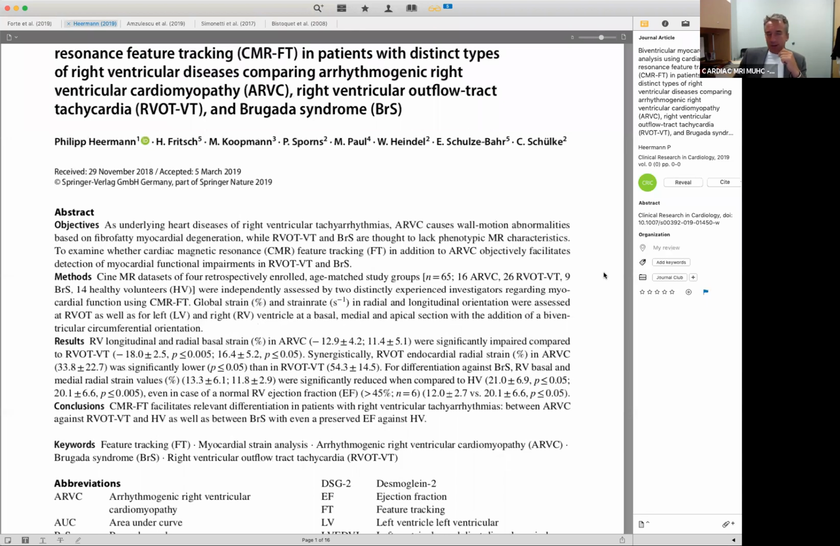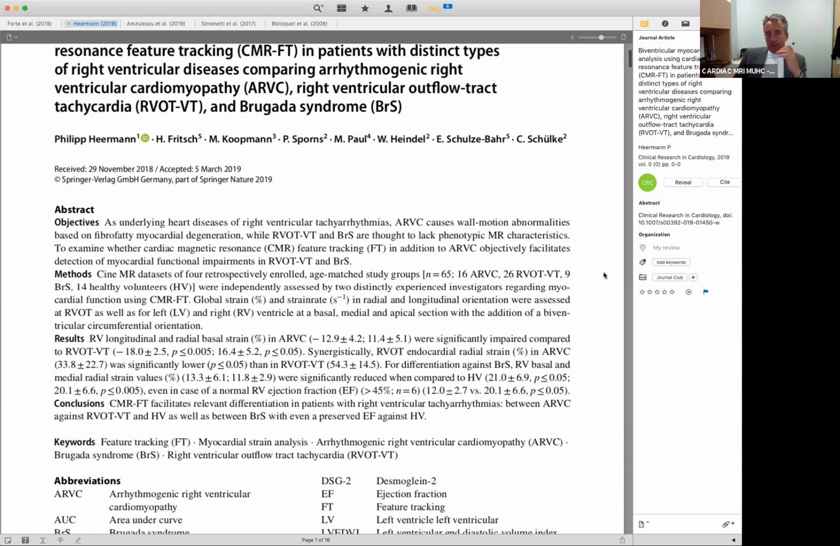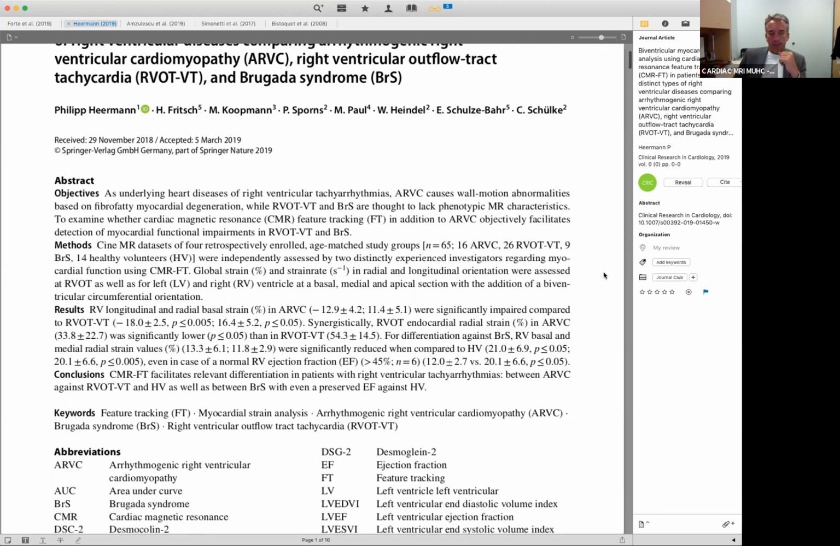A total of 65 patients, of whom 16 had ARVC, 26 had RVOT tachycardia, and 9 had Brugada syndrome. Brugada syndrome, for those who are not deep into cardiology, is an arrhythmic disease of the right ventricle that is assumed to be more an ion channel disease, but it also comes with certain morphological abnormalities.